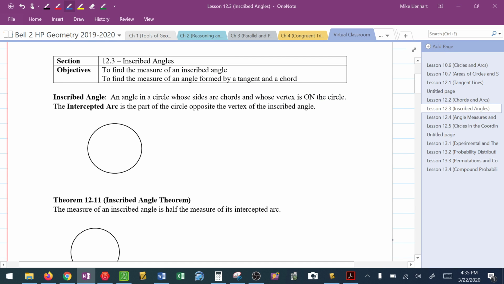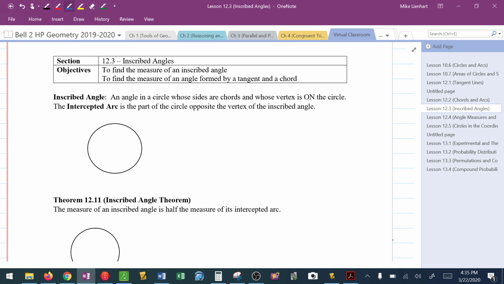This lesson is going to talk about a new kind of angle that are now called inscribed angles. We've got two objectives here. We've got to be able to find the measure of an inscribed angle, and then to be able to find the measure of an angle formed by a tangent and a chord.